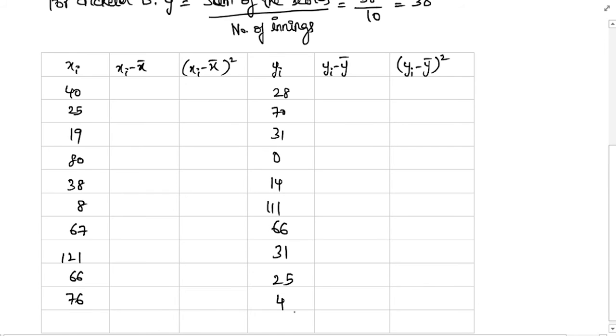Okay, so now we will find xi minus x bar. So xi minus x bar, that is 40 minus x bar, which we have just calculated, that is 54. So that is equal to minus 14 here.